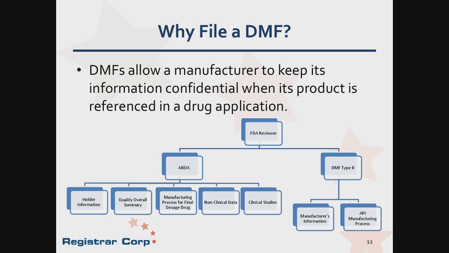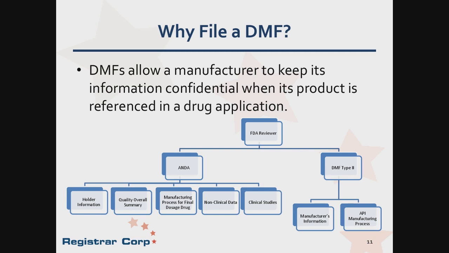Why file a DMF? This will keep your proprietary information confidential with FDA. For example, a company that is the holder of an ANDA is filing its application to FDA. An ANDA holder must include information about its company, the quality of the drug product, manufacturing processes, non-clinical data, such as toxicology, and clinical studies that show that the drug product is just as safe and effective as the new drug.